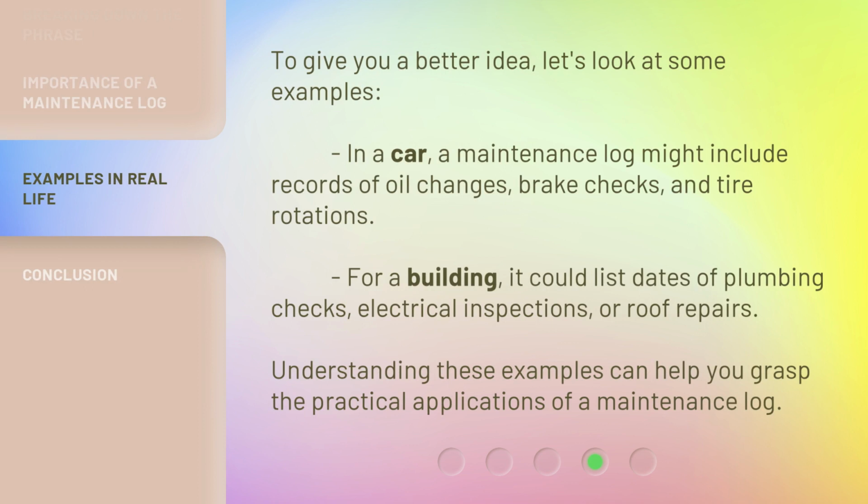To give you a better idea, let's look at some examples. In a car, a maintenance log might include records of oil changes, brake checks, and tire rotations. For a building, it could list dates of plumbing checks, electrical inspections, or roof repairs. Understanding these examples can help you grasp the practical applications of a maintenance log.